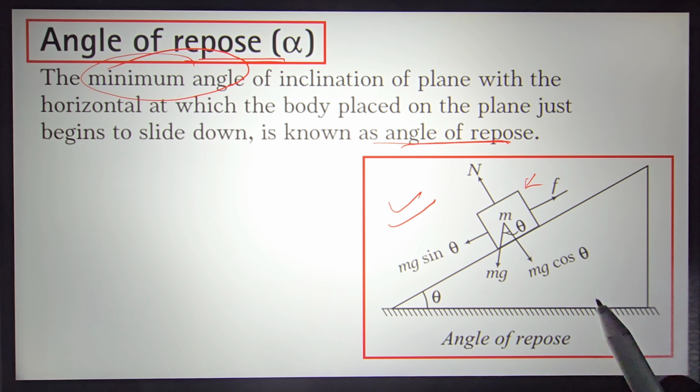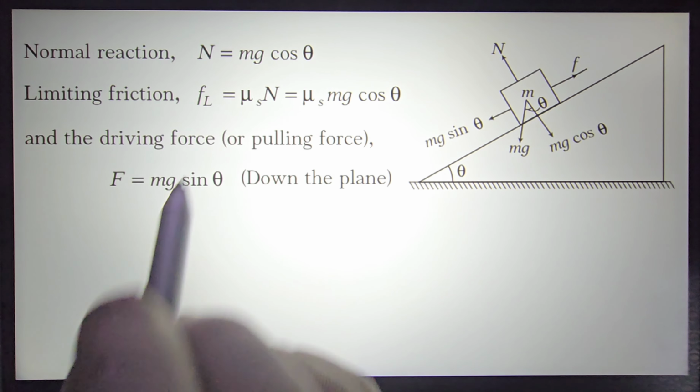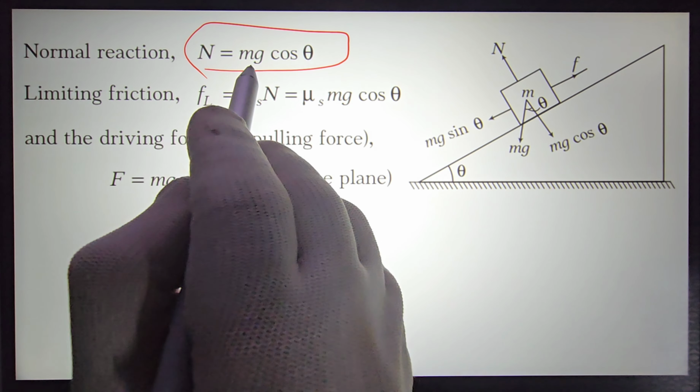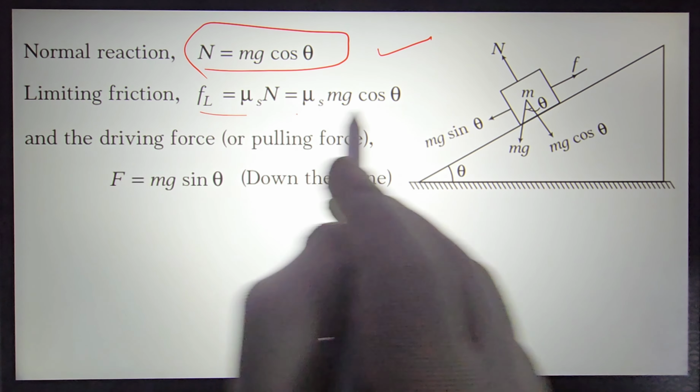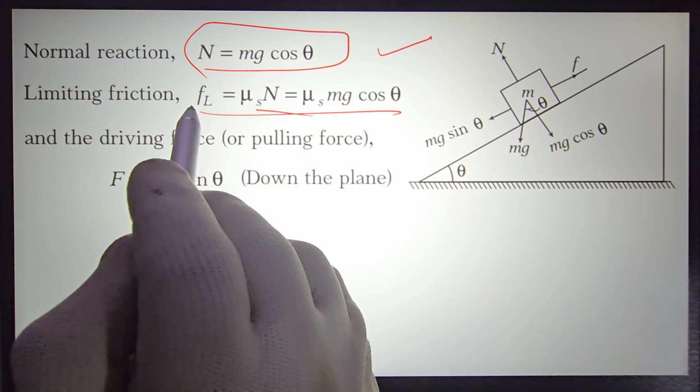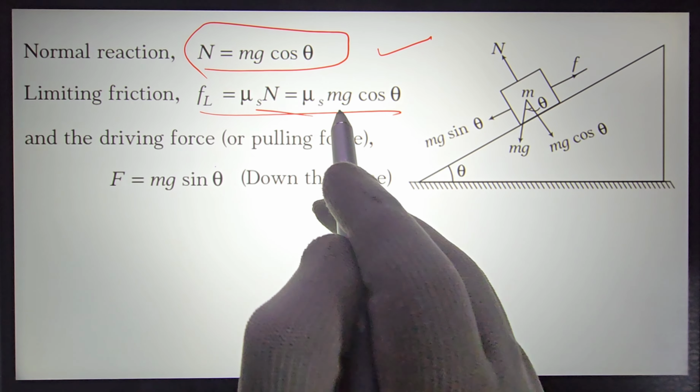So let mu be the coefficient of friction between the block and the plane. At any angle of inclination, what is the normal reaction? Normal reaction N is equal to mg cos theta, right? And what is limiting friction? As you can see from this diagram, limiting friction FL is nothing but mu s into N, which is mu s into mg cos theta, right?